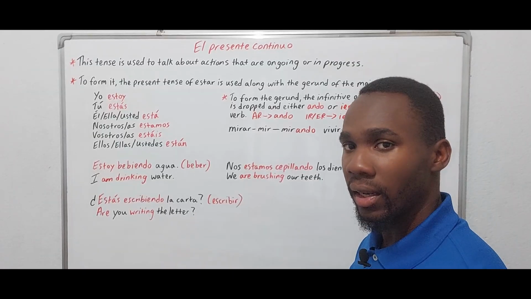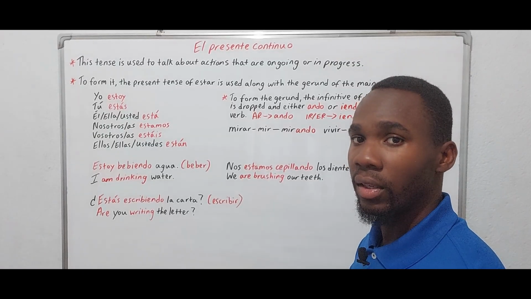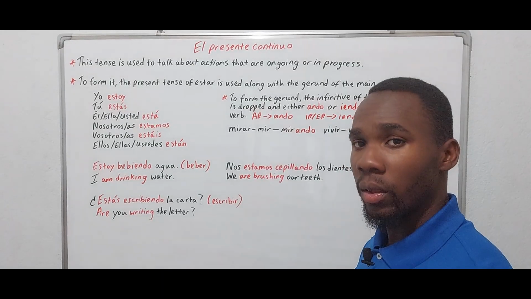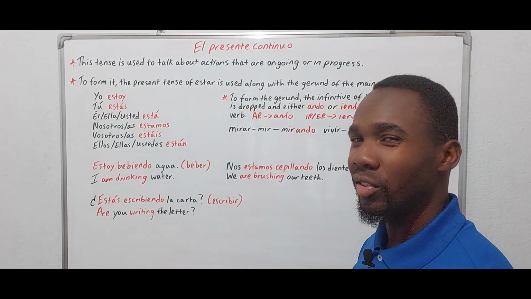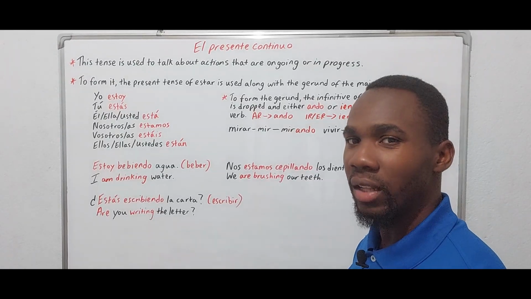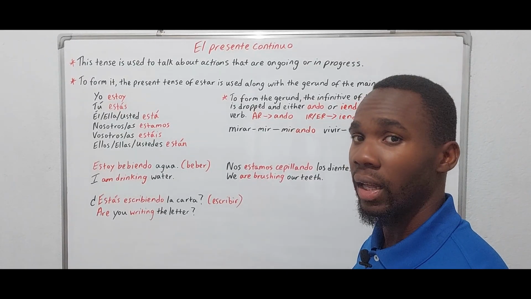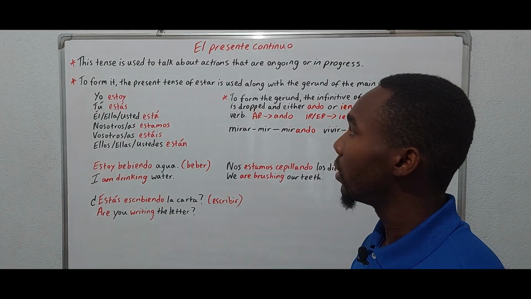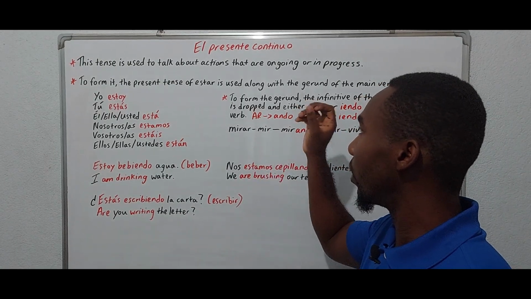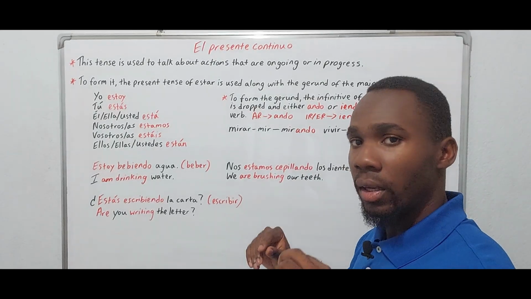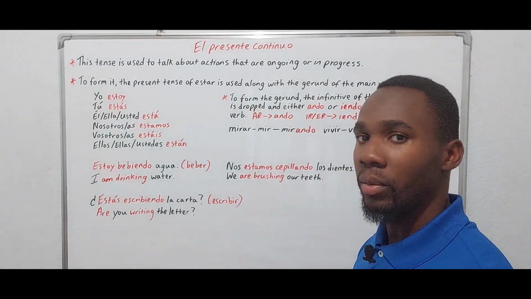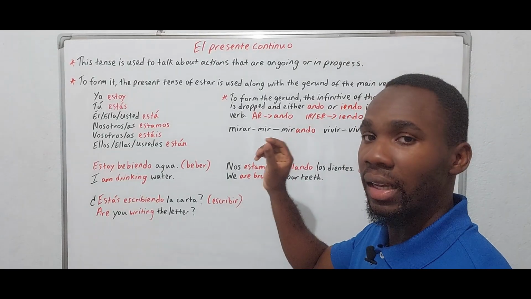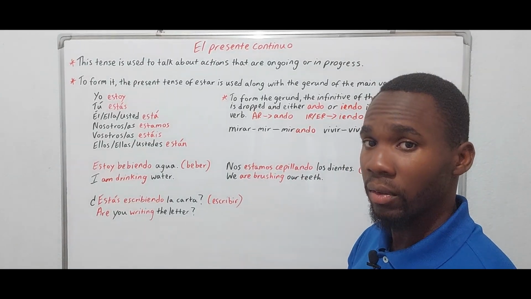Although this is an example of a compound tense, it is relatively simple. It is worth noting that there is only one real reason that we utilize this tense, and that reason is to talk about actions that are ongoing or in progress, okay? Anything that is happening at the moment of speaking. This is what makes this tense different from the present simple, right?